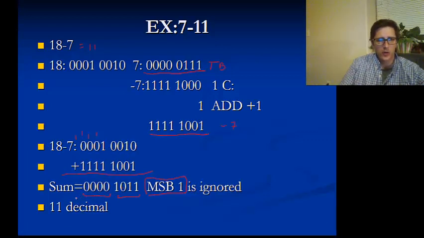So the 1 right here we ignore, and so what we're left with is 8 plus 2, which is 10, plus 1 is 11. So that's 11 in decimal. And so we're left with 11, and so we have confirmed that 18 minus 7 is equal to 11 in 2's complement numbers as well.